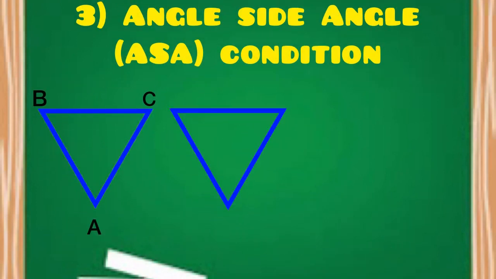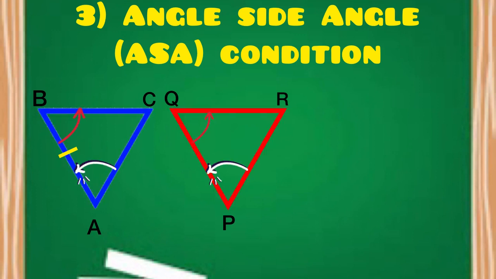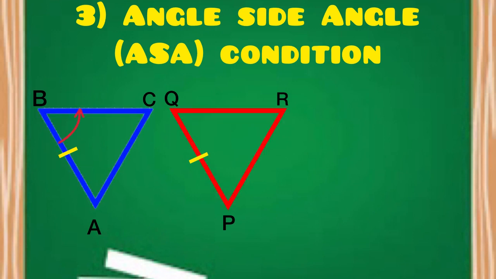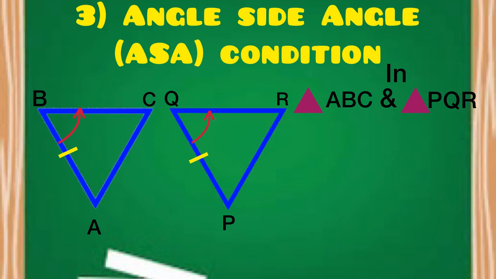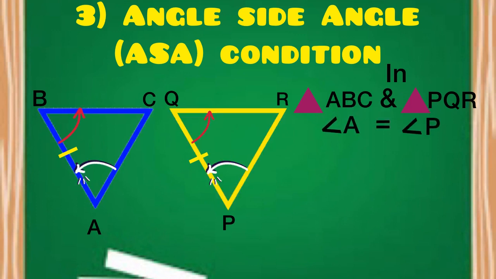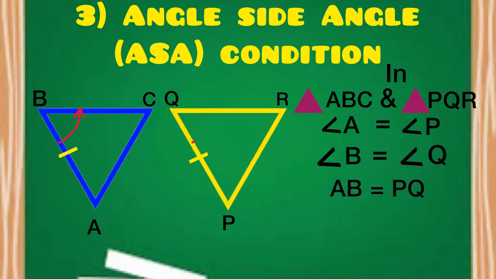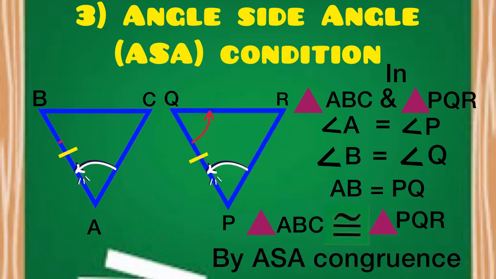So two triangles are congruent by ASA or angle side angle condition if two angles and the included side of one triangle are respectively equal to the two angles and the included side of the other triangle. Included side here means the side between the given two angles. So in triangle ABC and PQR, angle A is equal to angle P, angle B is equal to angle Q, and the side AB is equal to PQ. Therefore, triangle ABC is congruent to triangle PQR by ASA congruency.